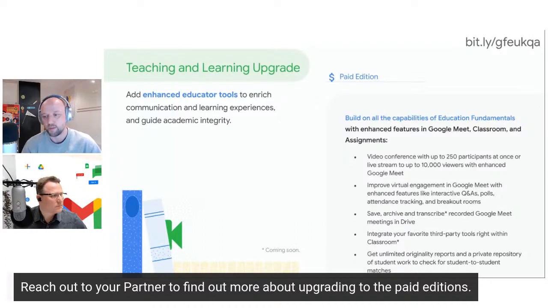And the final part of the Teaching and Learning Upgrade is the ability to have unlimited originality reports. And also the ability to set up a private repository of student work within your organisation to compare the work that students are producing. So that ability for the students to check their citations as they go and submit their best work is available in an unlimited way through the Teaching and Learning Upgrade.